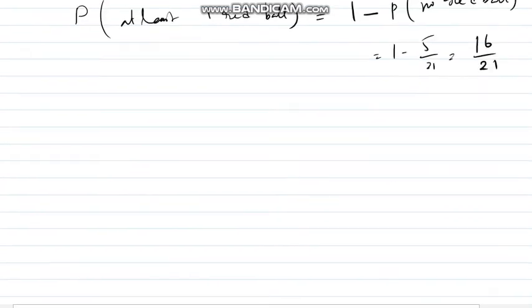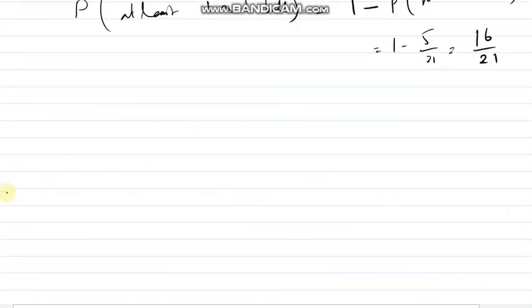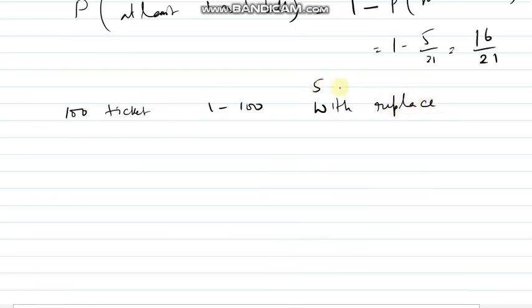Next one, a bag contains 100 tickets numbered 1 to 100. 5 tickets are drawn successively with replacement. Now with replacement, I am replacing the tickets after drawing. 5 tickets are drawn with replacement from the box. Find the probability that all tickets bear numbers divisible by 10.